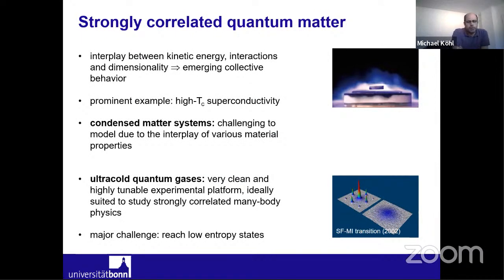The goal of the research is to investigate strongly correlated quantum matter. What do I mean by this? Well, strongly correlated matter is characterized by an interplay between kinetic energy and interactions, and in our case also dimensionality. And we use this interplay to create new collective phenomena. And this is a field that is traditionally researched in condensed matter physics. And prominent examples are, of course, superconductivity, in particular high-Tc superconductivity, which emerges in strongly interacting systems.